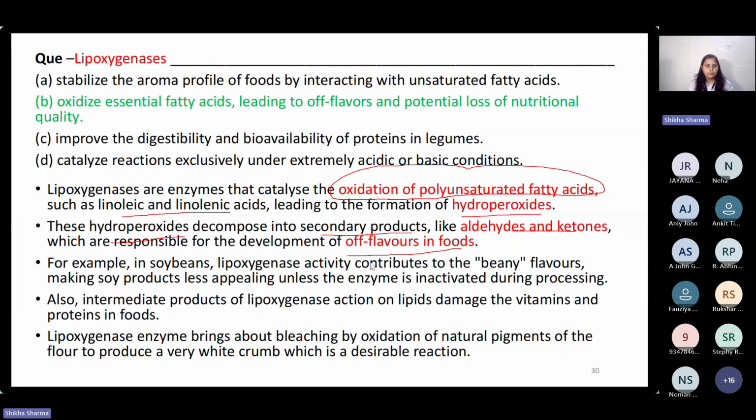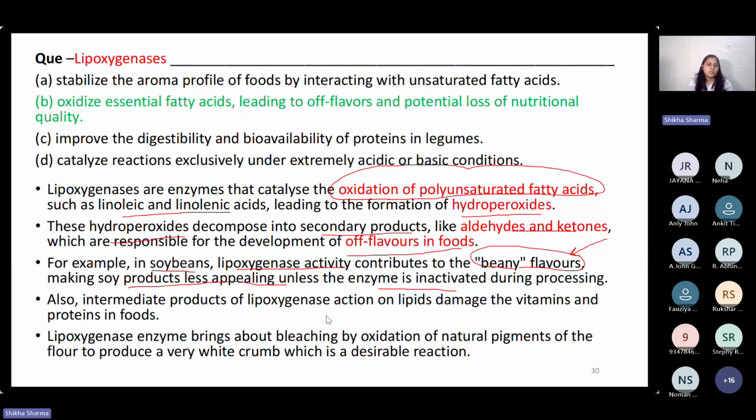Like in soybean, lipoxygenase activity contributes to the beany flavor, making the soya products less appealing unless the enzyme is inactivated during processing. So we need to inactivate the enzyme in processing, otherwise we'll have the beany flavor in the soybean because of the lipoxygenase enzyme.